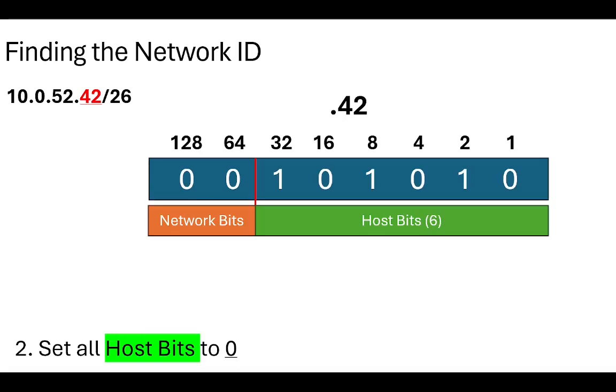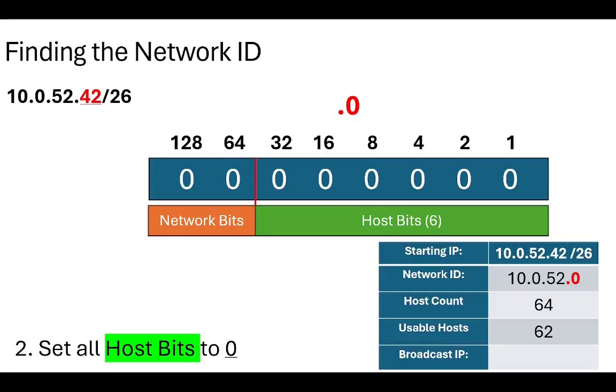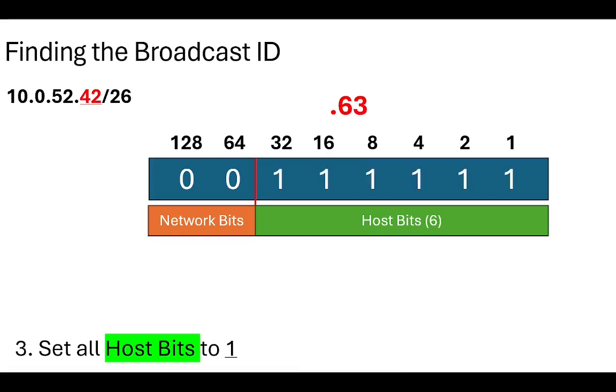Now another method of determining network ID is we just take all the host bits and we set them to 0. This will tell us that the .42 IP address is in the first subnet with the network ID of that subnet being 0. And then just to find the broadcast ID, we set all the host bits to 1, and the quick way of figuring out what that number is, we just look at our red line, number to the left of that minus 1 will give us our broadcast ID.